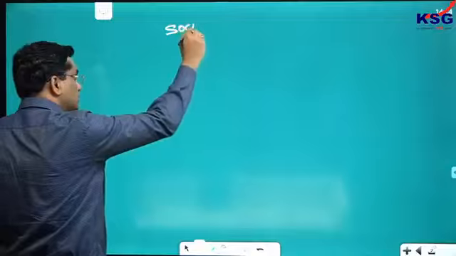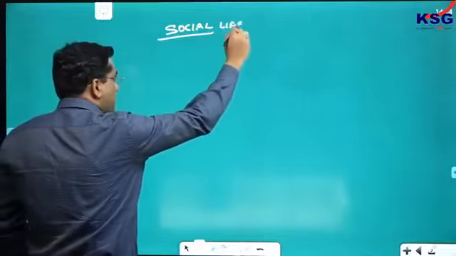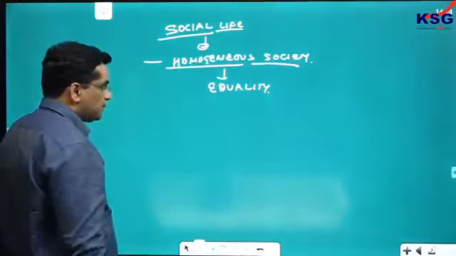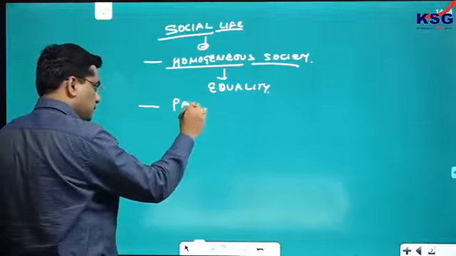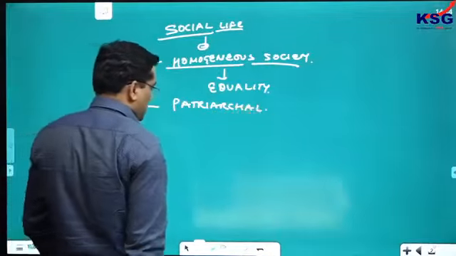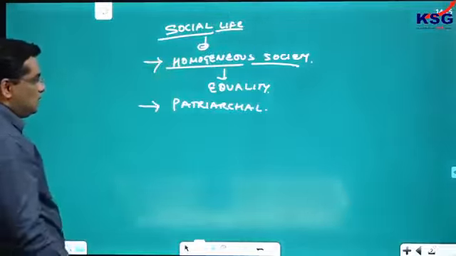Social life of the Rig Vedic period. The Rig Vedic period was a homogeneous society, that is, a society based on the principle of equality. The society was patriarchal.